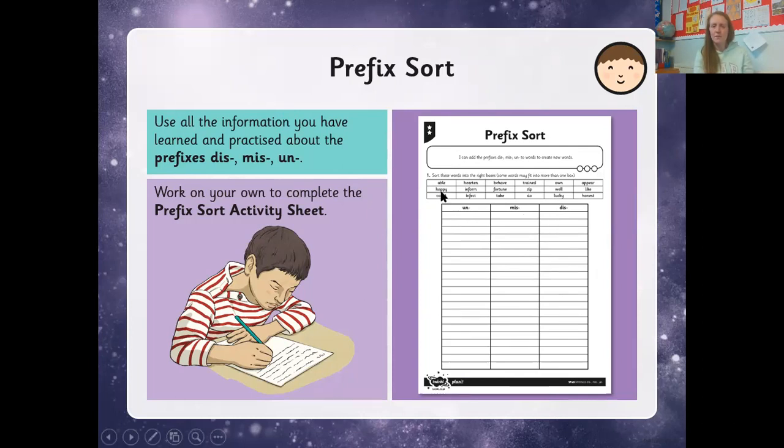Let's have a look at the next one. Happy. Can I write unhappy? Yes, I can. So I can write it under that heading. Mishappy. That doesn't sound right, does it? Dishappy. That doesn't sound right either. So I'm only going to write it under the un section. So with all of these words, say them out loud with each prefix and see if it's a word that makes sense. And then write it under the correct headings. And you've all got that to do for today's activity.